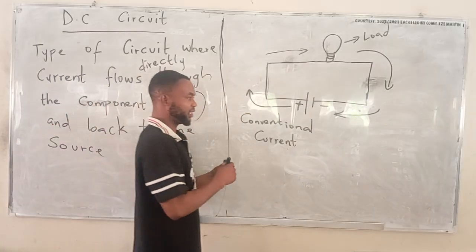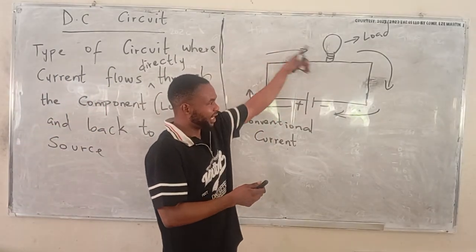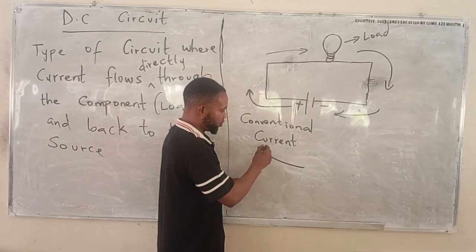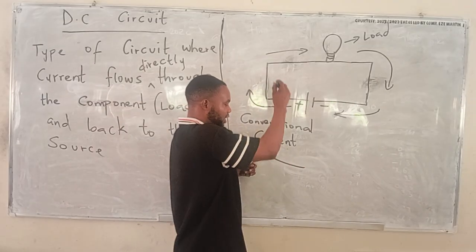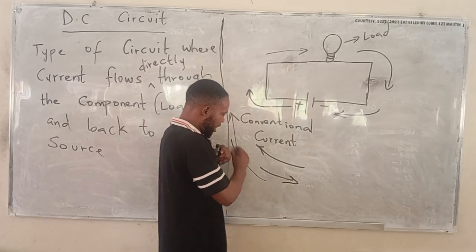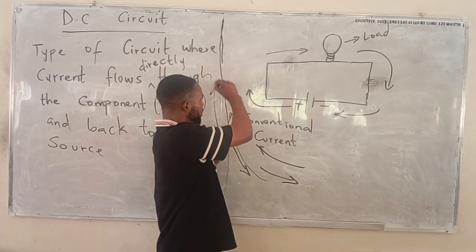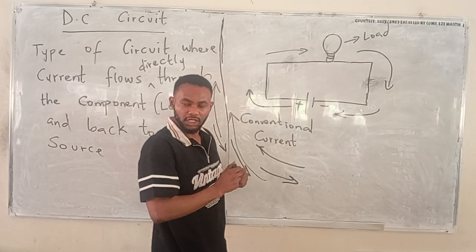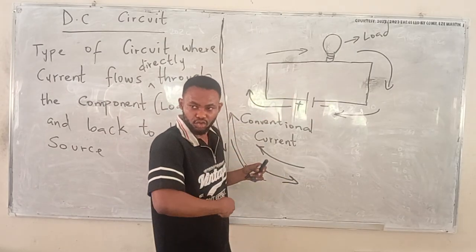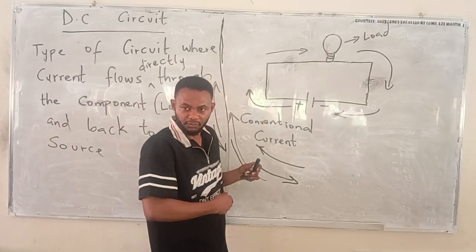The difference is simply that as this one is moving directly, AC is more like if it moves from this source, instead of continuing directly, it does as if it flows back, goes again, flows back, goes again. So it's more or less to and fro, till it gets to do what it's meant to do.